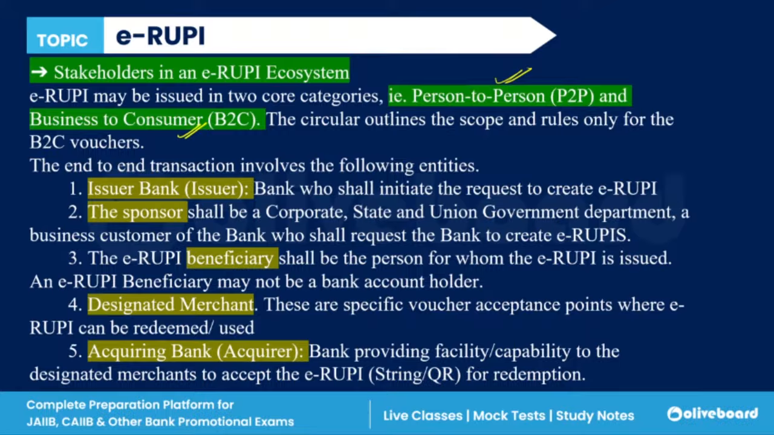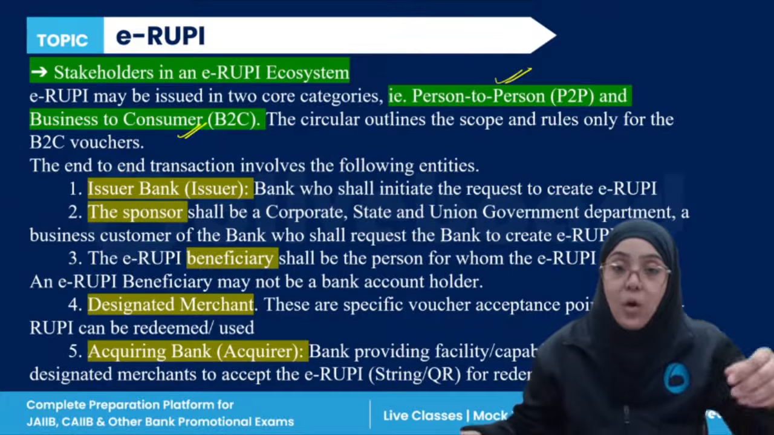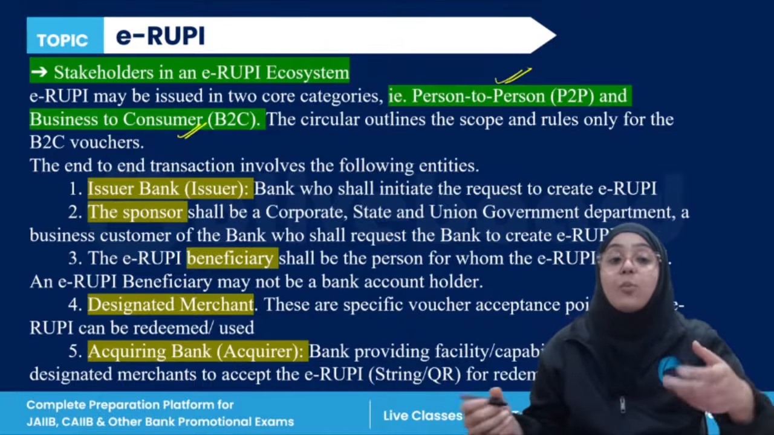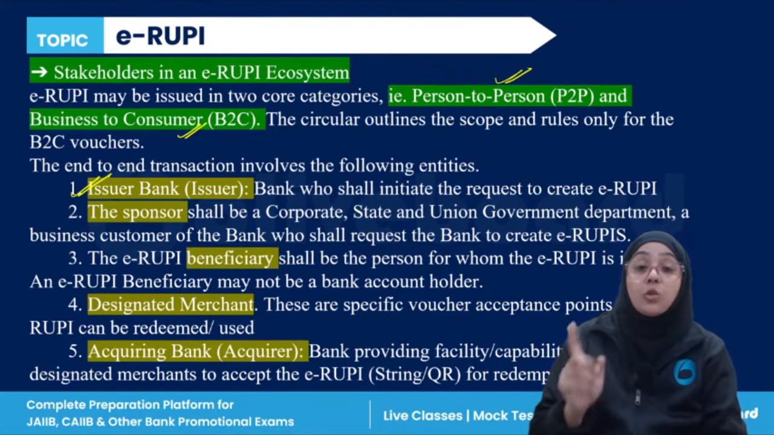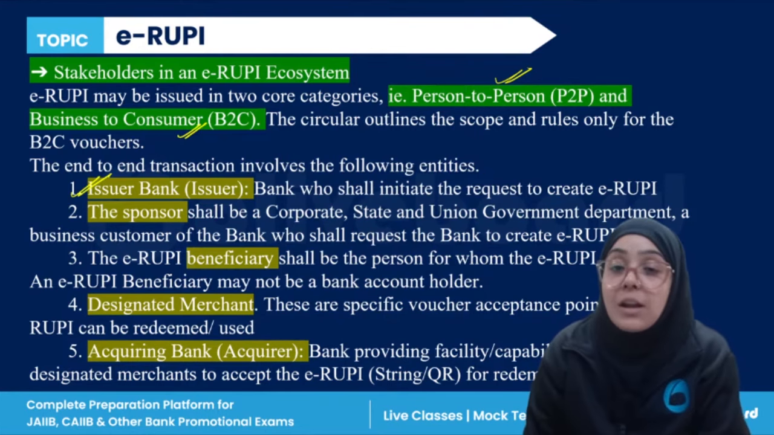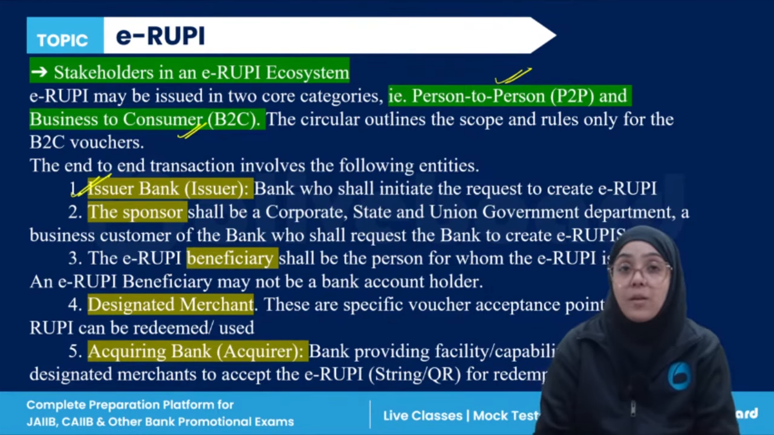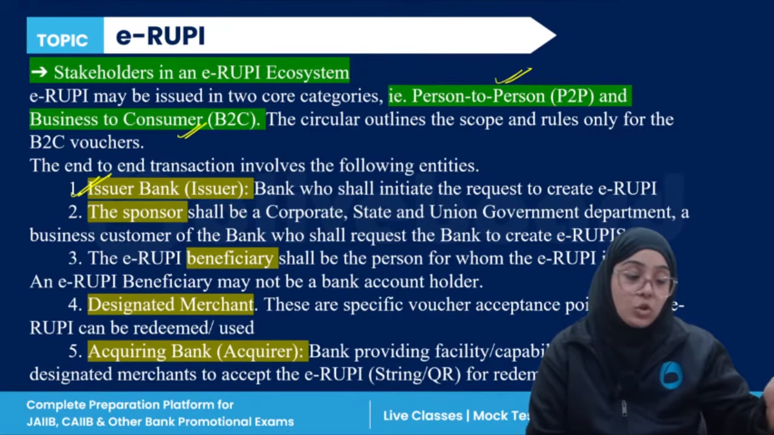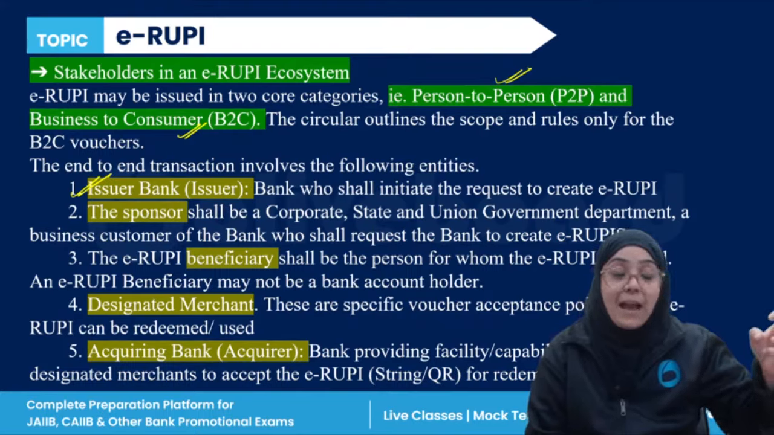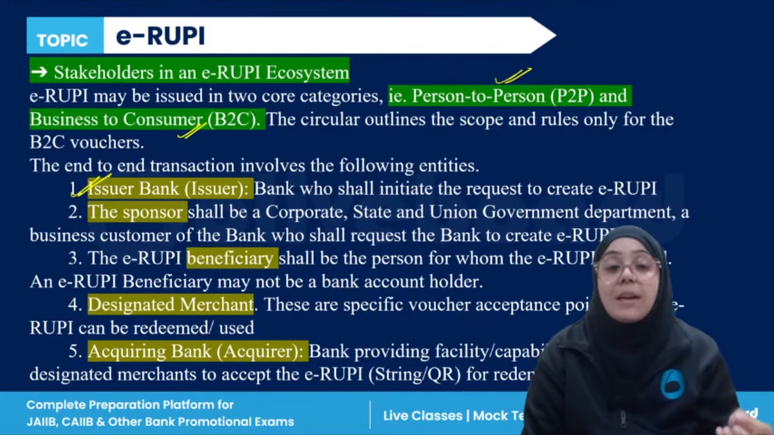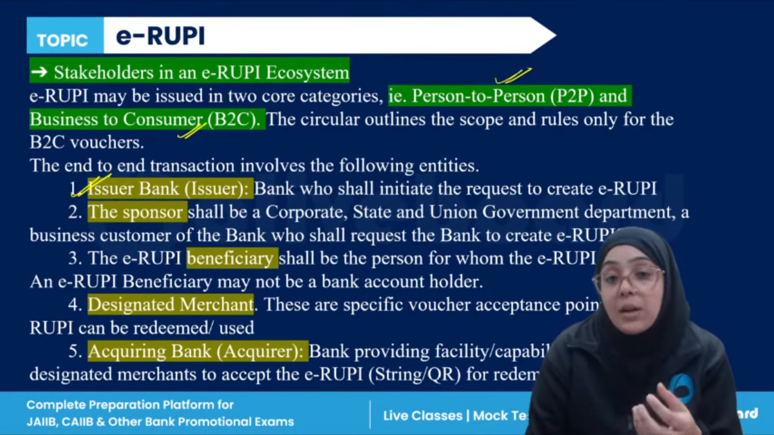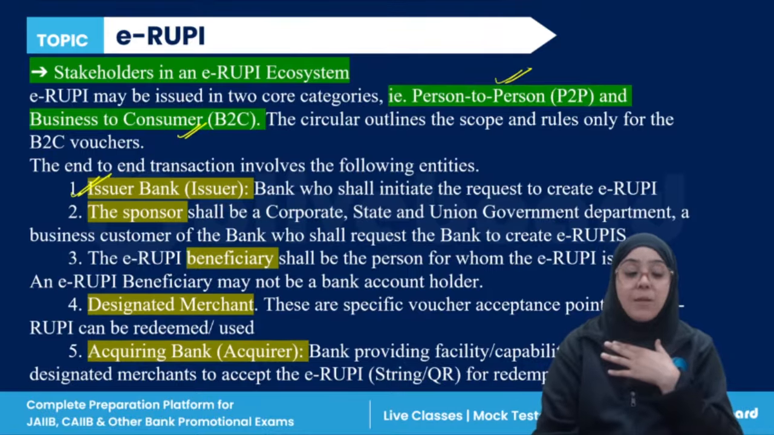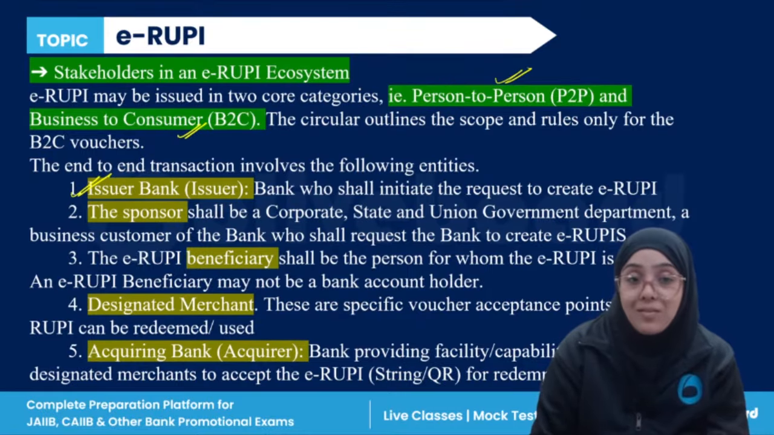Okay, so who are the major stakeholders present in the e-rupee environment? First of all, there is an issuer bank. The issuer bank actually initiates the request to create the e-rupee. Issuer bank is the bank which actually received the request of issuing e-rupee. There is a sponsor. The sponsor can be any corporate or union government or state government. Like for example, in my example, Oliveboard is the sponsor.